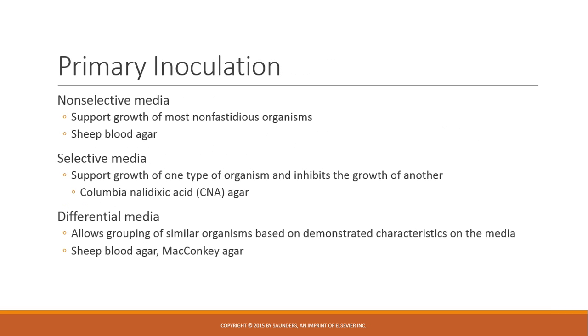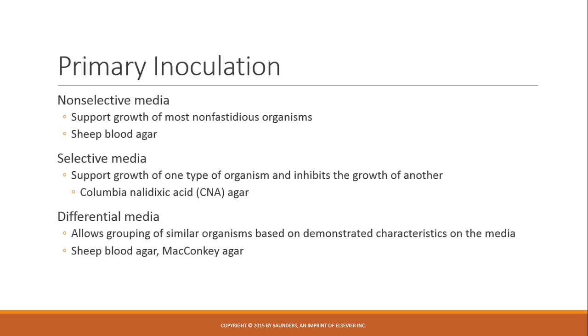So your primary inoculation, these are the types of media that we will inoculate that will give us the best possibility of isolating our pathogen. There are non-selective media which support the growth of non-fastidious organisms, or not slow-growing organisms. An example is sheep blood agar. It doesn't select for the growth of any particular type of organism. It grows everything.